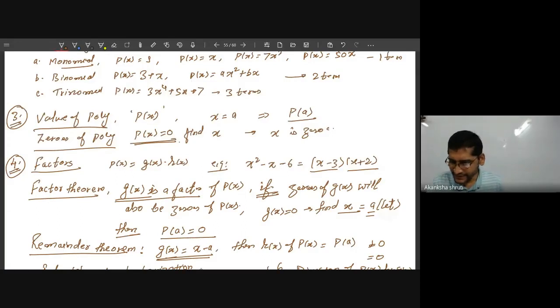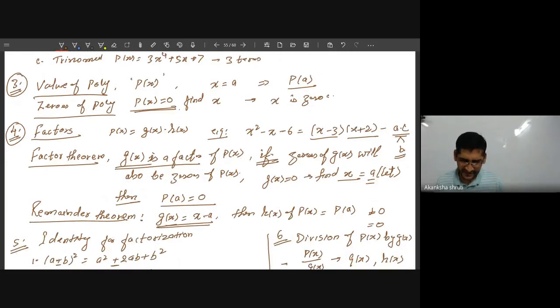This factorization was done by splitting the middle term. First multiply the first and third term, then take the two factors to get their sum as b. That was called splitting the middle term that we have learned. The factor theorem is the other way. If a smaller polynomial g(x) is given, we can verify whether this g(x) is a factor of p(x) or not.